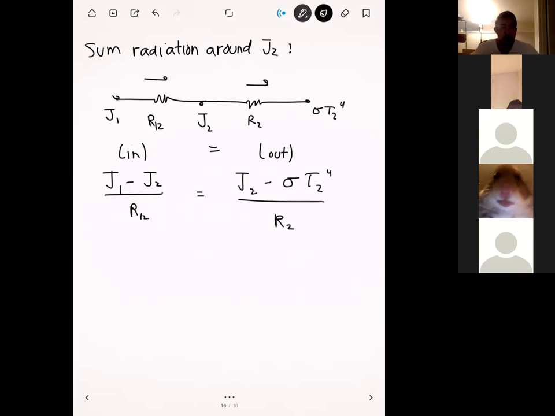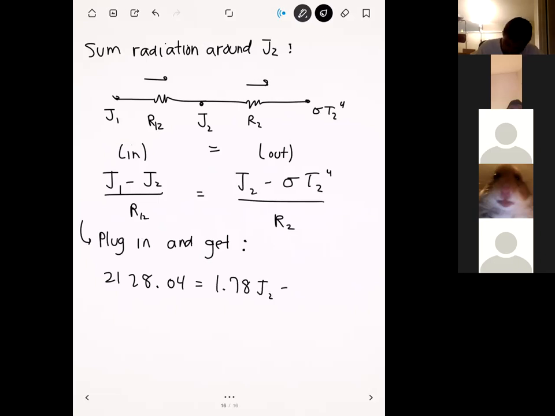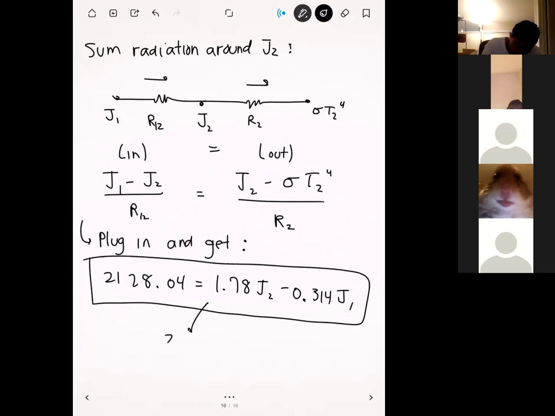You plug everything in, and then you're going to get another equation that involves J1 and J2. Our second equation is 2128.04 is equal to 1.78 times J2 minus 0.314 J1. This gives our second equation.